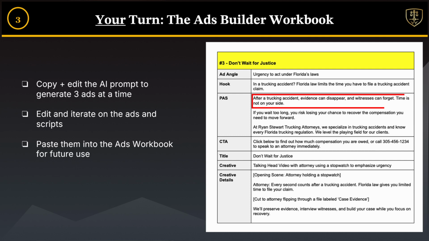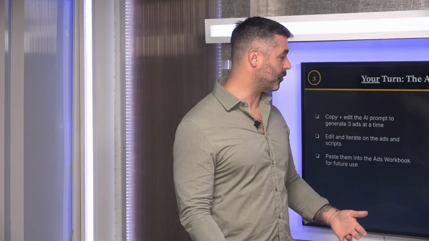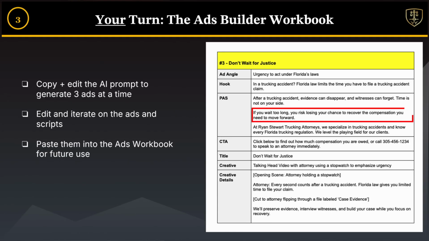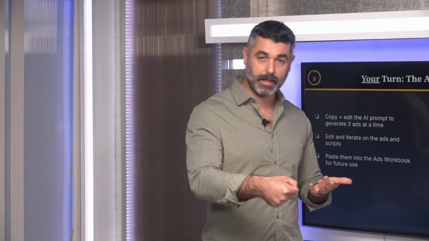And then the problem is that after a trucking accident, evidence can disappear and witnesses can forget. Time is not on your side. That's the problem, right? Giving them a simple problem. Agitation: if you wait too long, you risk losing your chance to recover the compensation. You need to move forward. Agitating, we're drilling that in a little bit more.